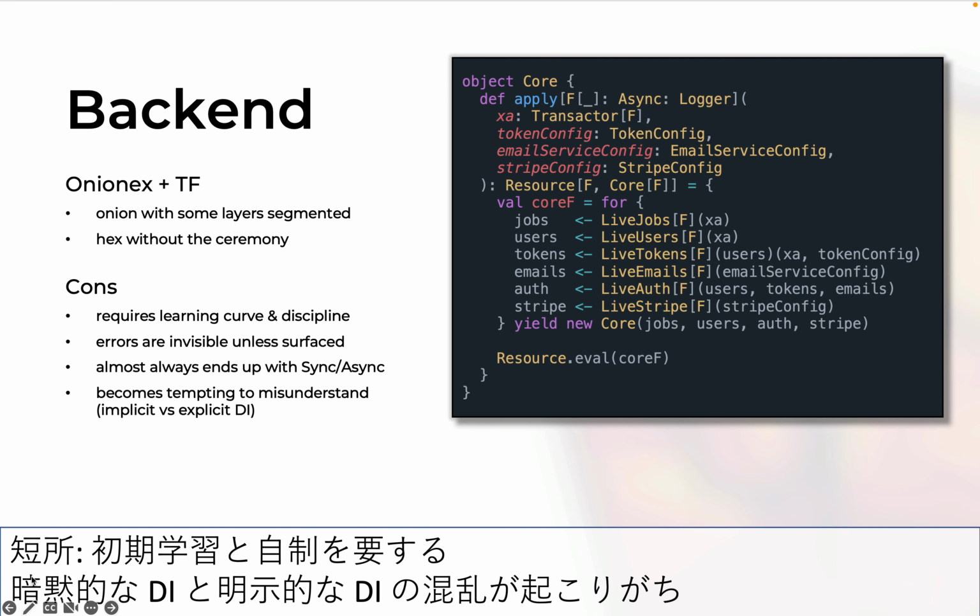Now, it's not always rainbows and butterflies in the tagless final area because it requires quite a steep learning curve so that you can know all the type classes beforehand and some discipline to maintain the principle of least power, because it's very tempting to always put the strongest type class so that your code compiles, but this defeats the purpose of tagless final in the first place. At the same time, errors, which are quite inevitable, are also quite invisible unless you surface them out manually.